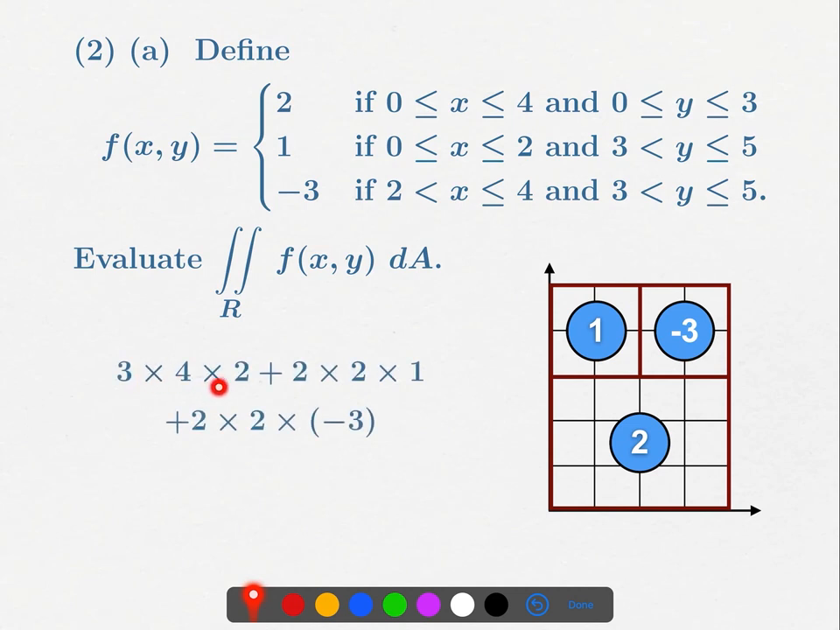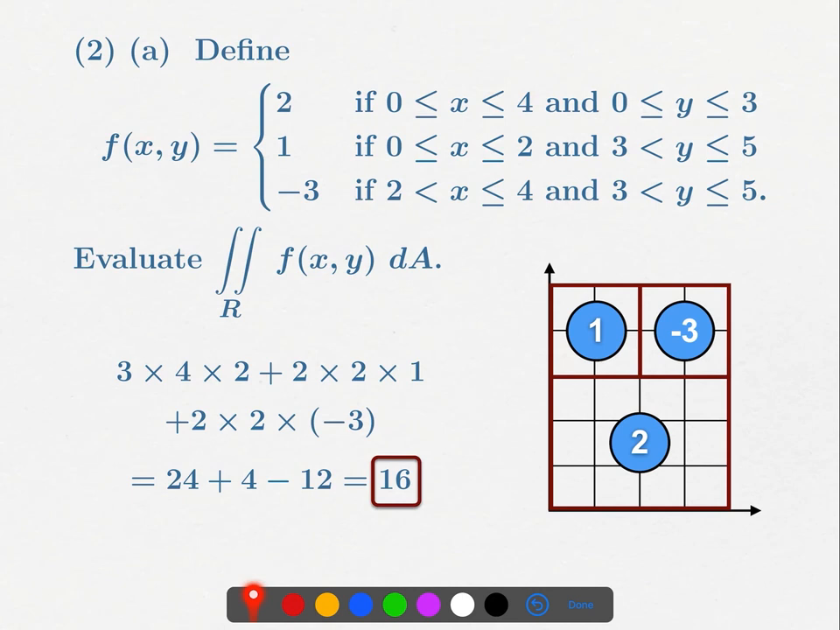So again, we get 3 times 4 times 2 for the value of the double integral in this rectangle. And then we have 2 times 2 times 1 for the value inside this square. And then 2 times 2 times negative 3 for the value inside this square. And so that gives us 24, let's say minus 12, that gives us 12, and then plus another 4, that will be 16. So the answer to part A here is 16.